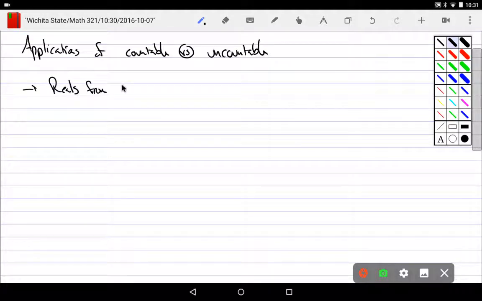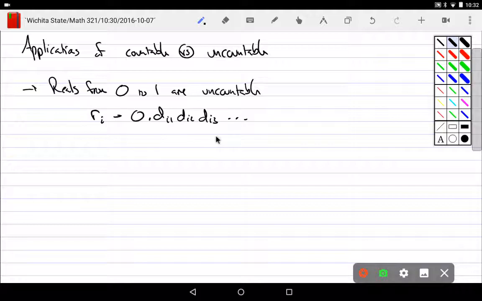The reals from 0 to 1 are uncountable, right? So for any real that you have, let's call it r_i, it doesn't really matter, it is 0 point, and we had this whole decimal i1, decimal i2, decimal i3, etc. For any real that exists between 0 and 1, they're all going to look like this, right? It's just that I can't index them. I can't say there's a first, second, or third.